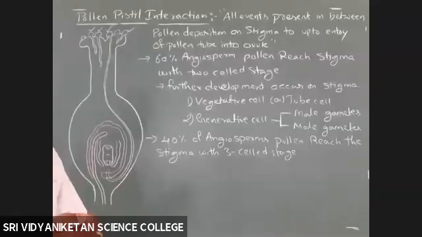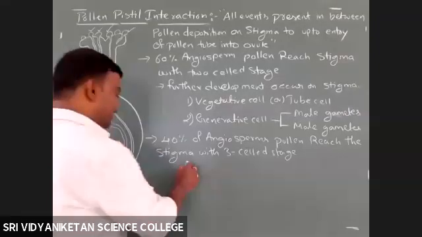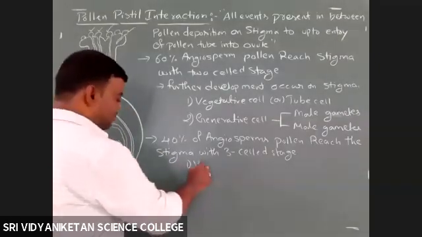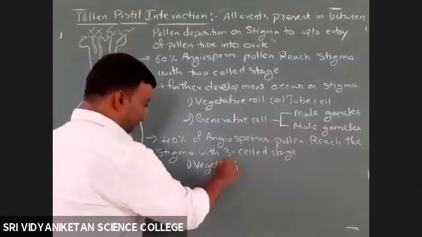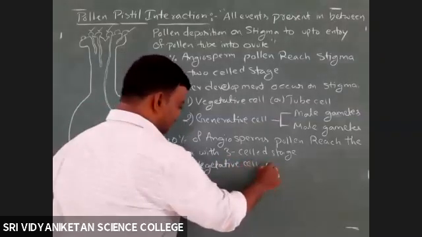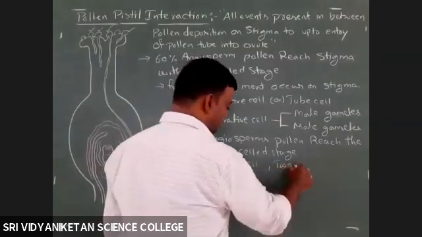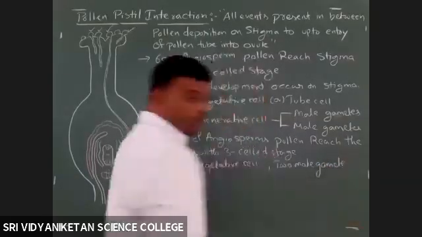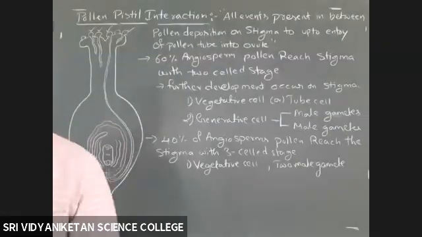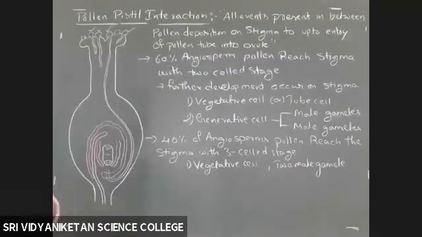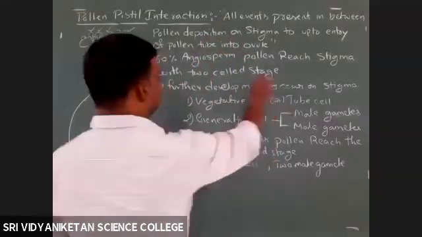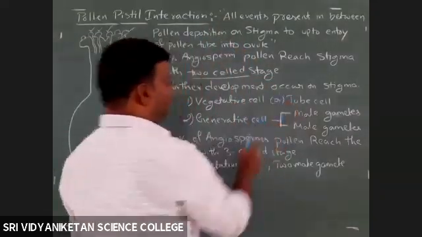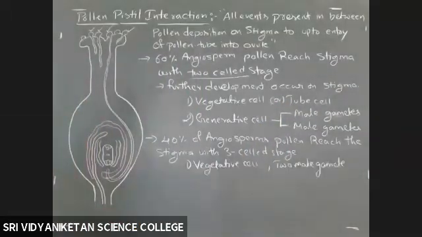In this three-celled stage, the generative cell has already become the male gametes, and the three-celled pollen grain consists of one vegetative cell and two male gametes. If it reaches the stigma at the three-celled stage, there is no further development. If it reaches the stigma at the two-celled stage, then further development takes place on the stigma.